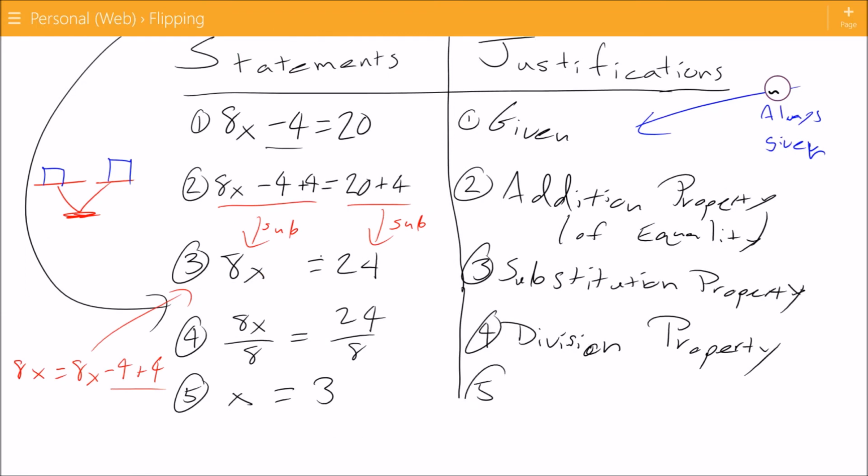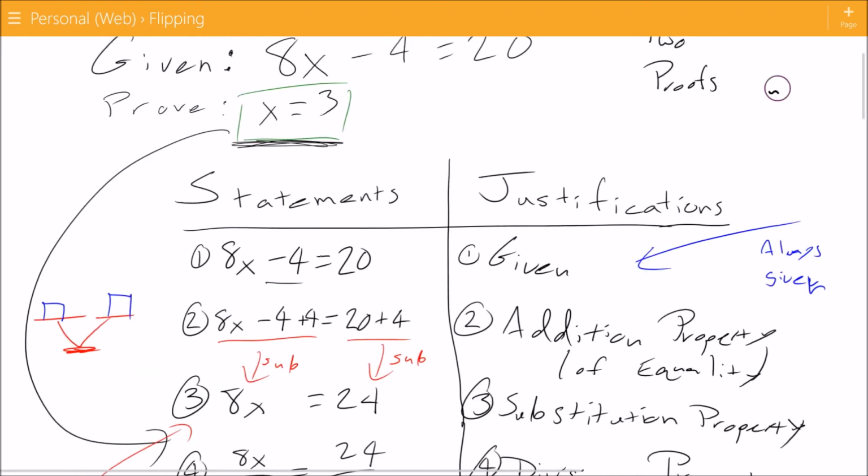So this is going to be my last step, since once I justify this step, then I've proven it, whichever one that may be. I'm just plugging in 8x over 8 is the same thing as x, right? Because those two things cancel. I'm substituting here again. So substitution property is what will wrap that up for us.